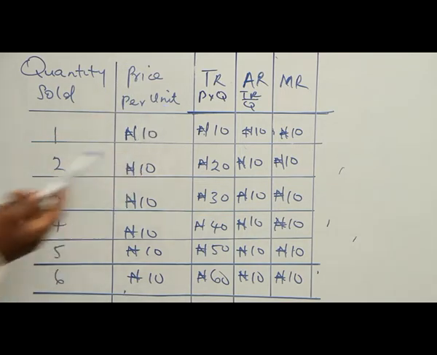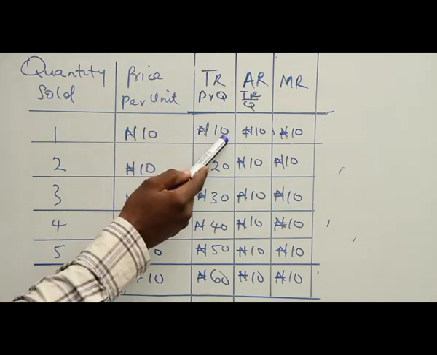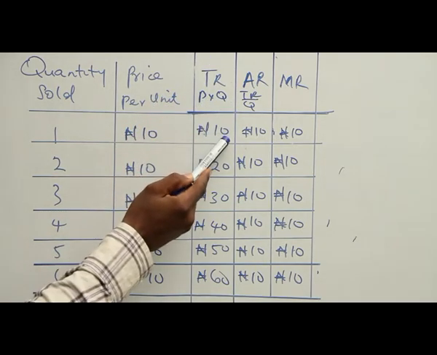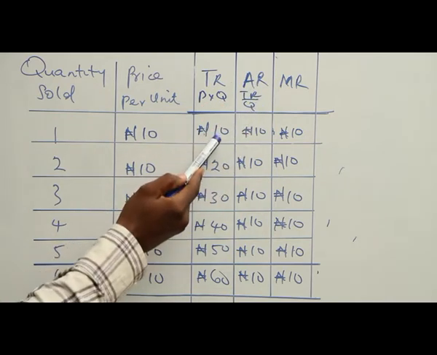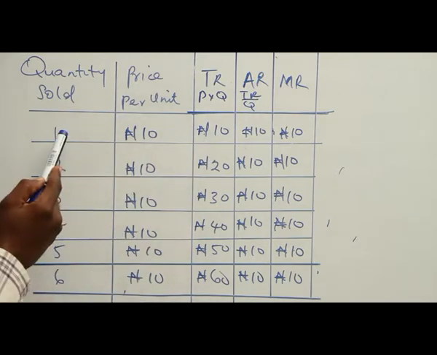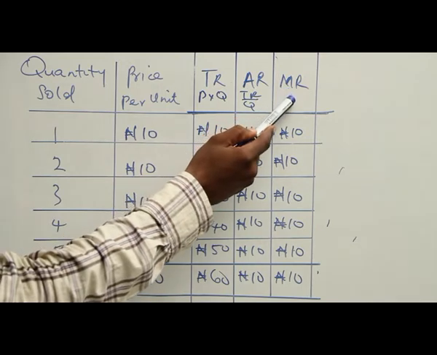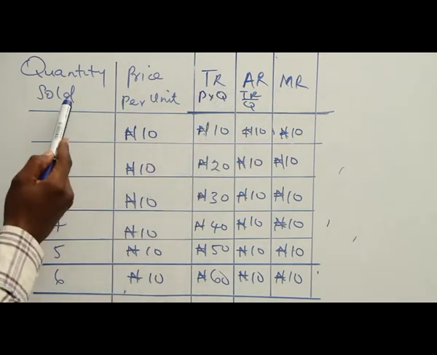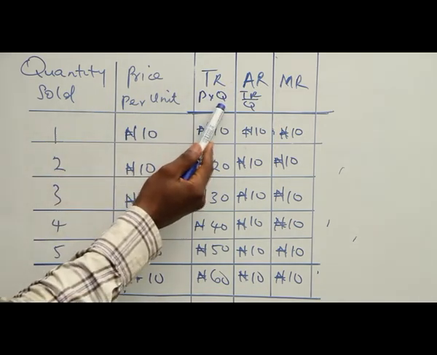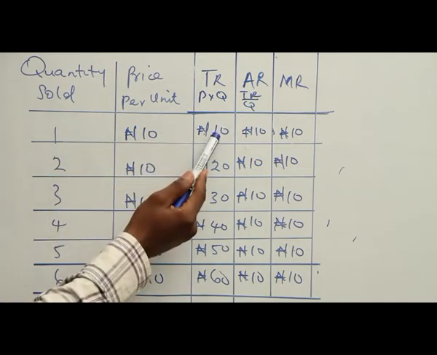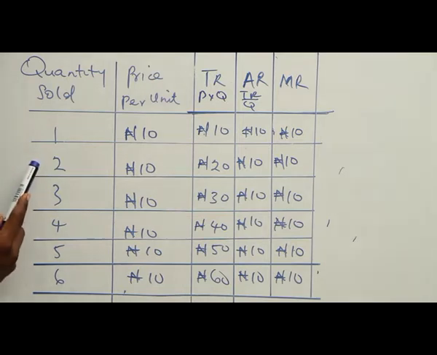Price per unit, that is, a unit of a commodity, is sold at 10 naira. The total revenue is 10, because we said total revenue is P times Q, while the average revenue implies total revenue divided by Q. So the total revenue 10 divided by quantity sold 1 will give us 10. Then we say marginal revenue implies change in total revenue due to change in quantity sold. If they have not sold, the revenue will be 0. Now they have sold 1 and the revenue is 10. So the marginal revenue indicates 10 naira.